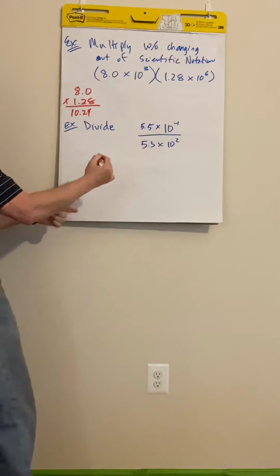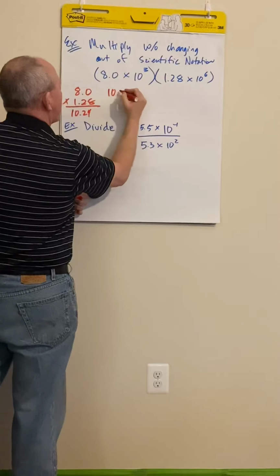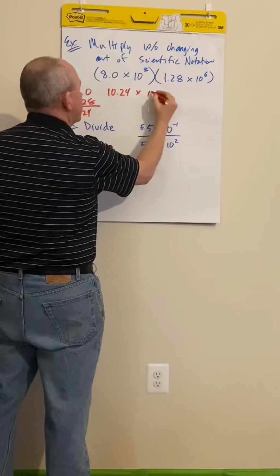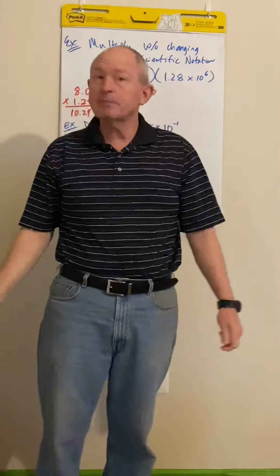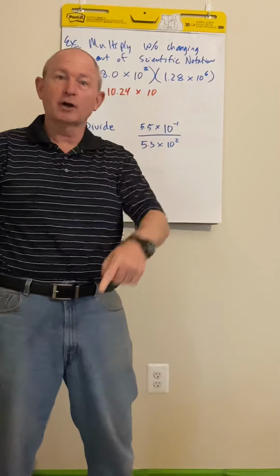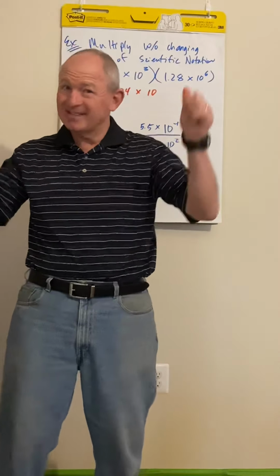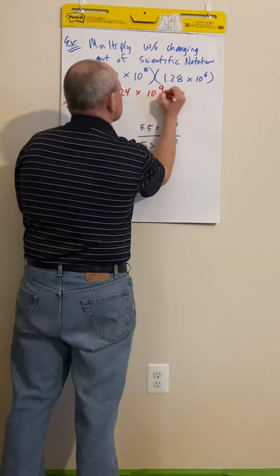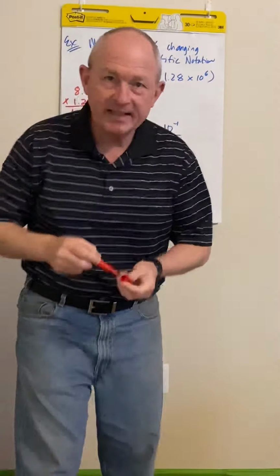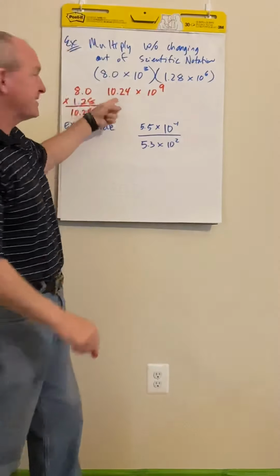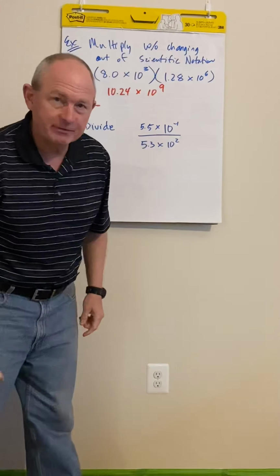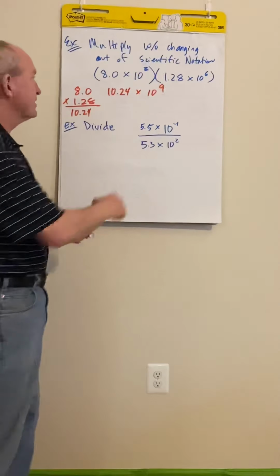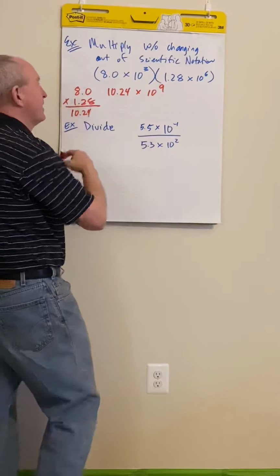10.24. So I'm going to have 10.24 for my decimal part times 10 to the... Now to get the exponent, I'm going to do 10 to the third times 10 to the sixth. And that's 10 to the ninth, because I did 3 plus 6 and got 9. Now the problem is I have to stay in scientific notation, and that's not scientific notation because that is greater than 10. So I have to move this decimal one place to the left.